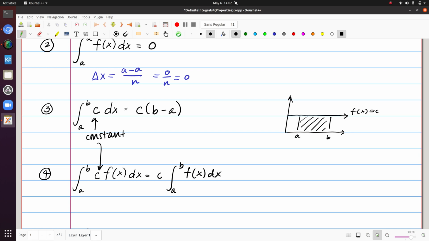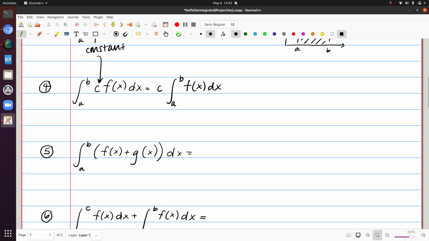But this is also a remnant of one of our properties of sigma notation that we talked about, being able to pull scalar multiples outside of the sigma notation. And then, of course, likewise, we can do that with limits. So that's how we can see the connection to the definition.